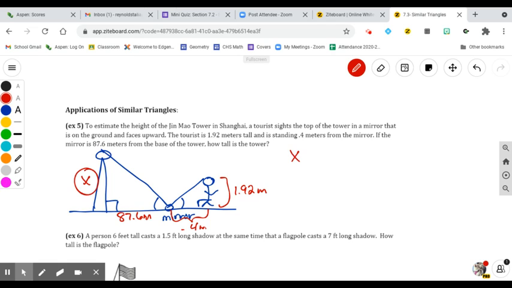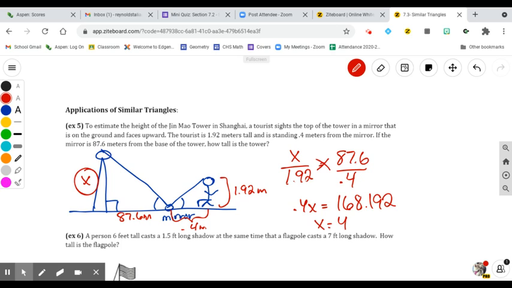So I'm going to do the height of the tower to the height of the person equals the distance to the mirror over the distance to the mirror. So then you can cross multiply. So we're going to have 0.4x equals 1.92 times 87.6, which is 168.192. And then we can divide that by 0.4. And so the answer here is the tower is approximately 428.48 feet high. Meters, just kidding, meters high.